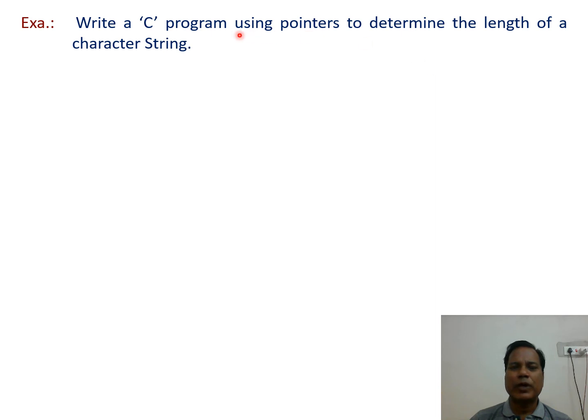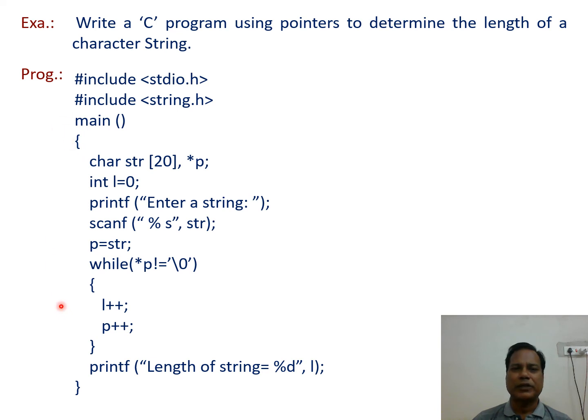Another example program: write a C program using pointers to determine the length of a character string. We have to find how many characters are present in a character string. So an example program is like this one. In this program, we include the string.h header file, as we need it because in our program we use functions needed for string manipulation.